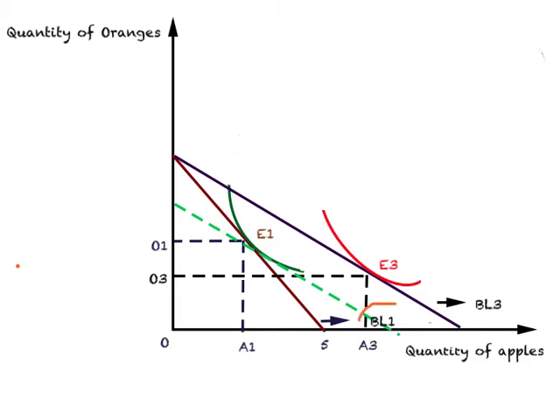We have budget line 1, which corresponds to situation 1. We have budget line 3, which corresponds to situation 3. We have consumer equilibrium, which is E1, and we also have a new consumer equilibrium E3, and we already know that A1, A3 represents the price effect. We already know this. Now what we do is the following.